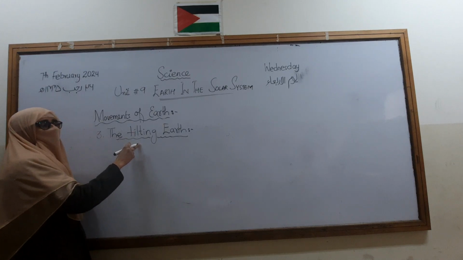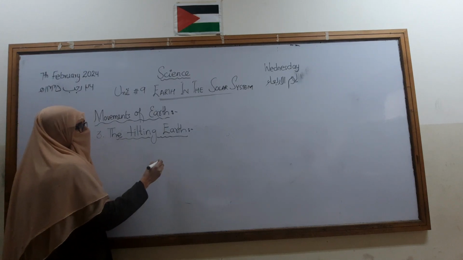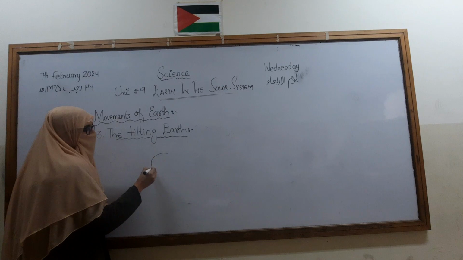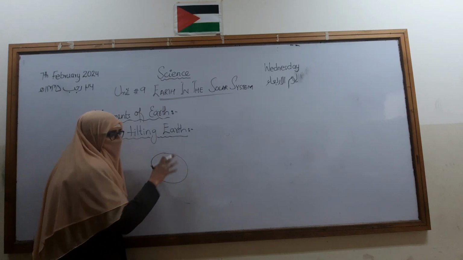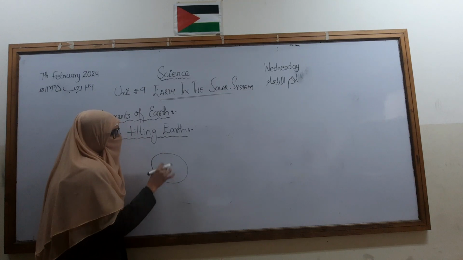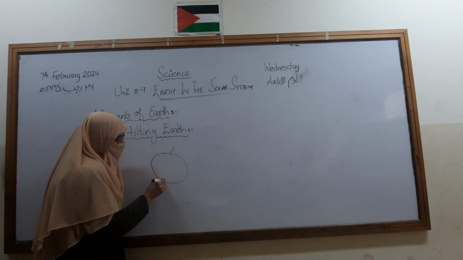What does the tilting Earth mean? Tilting Earth means if we see the shape of the Earth, it is not straight. Earth is not straight. It is a little bit tilted in position.